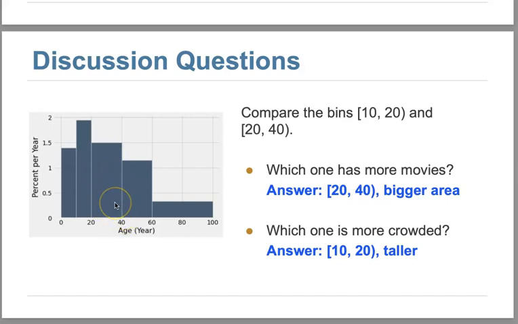Which one is more crowded? Crowded means the percentage per year is higher, so we use the height. So that is 10 to 20. That's the histogram, which shows you the bar chart style. We call it the histogram, and we need to group the numeric data.